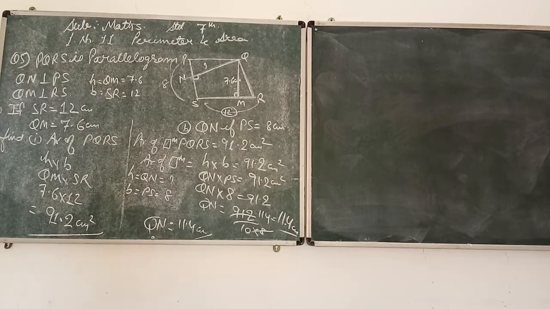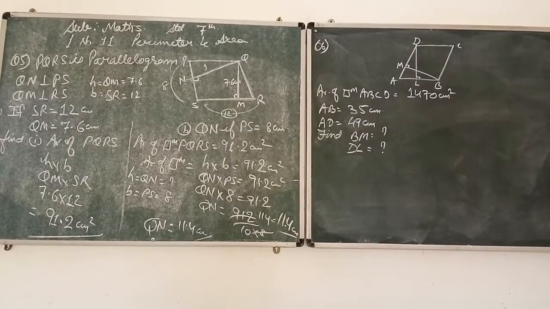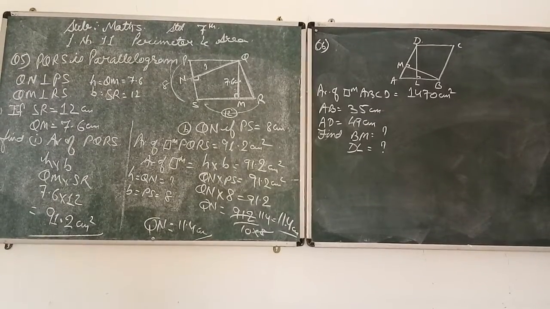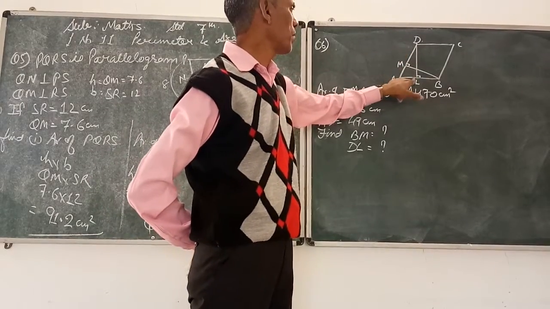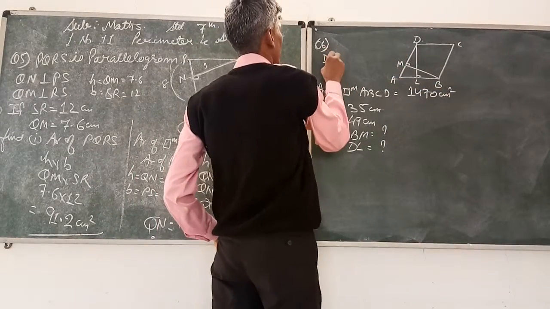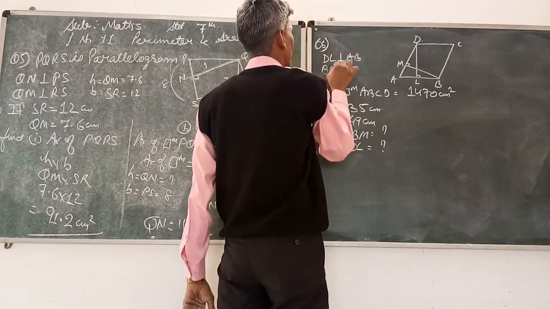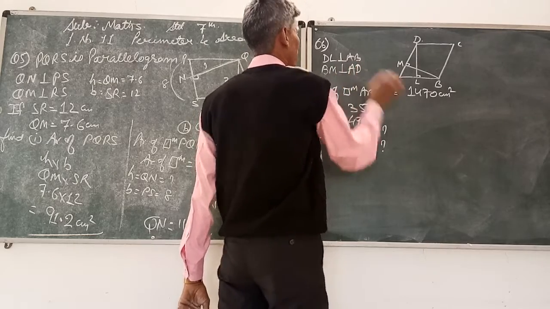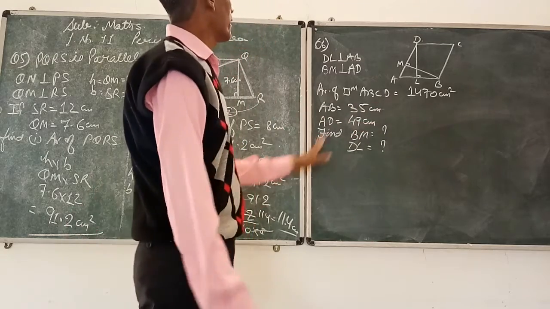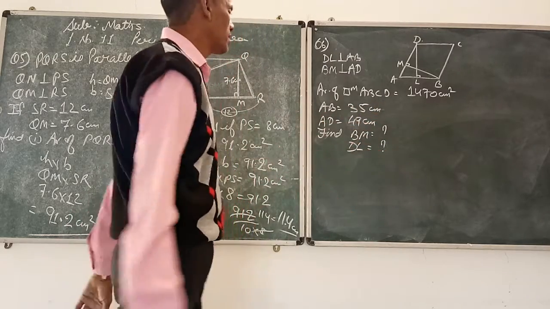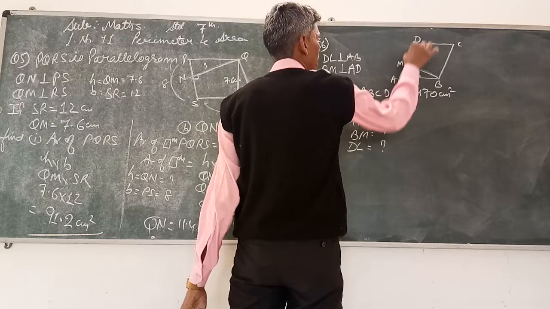Like this you can solve. Now the sixth question. Let us see. Now see students, question number 6. Here ABCD is a parallelogram where DL is perpendicular to AB, that means DL is one altitude, and BM is perpendicular to AD. Area of parallelogram ABCD is 1470 square centimeter, it is given. AB is 35 centimeter. AD is 49 centimeter. You are asked to find BM and DL.